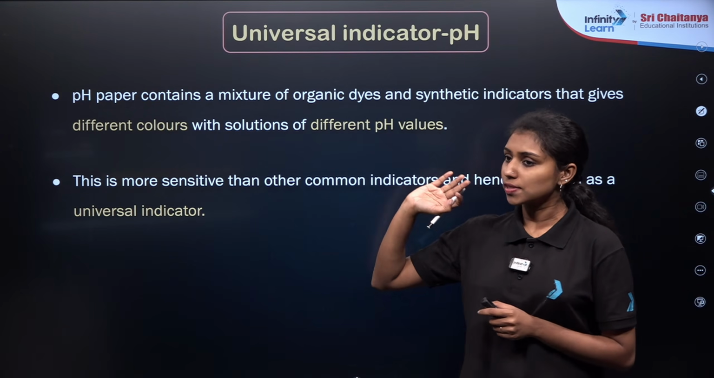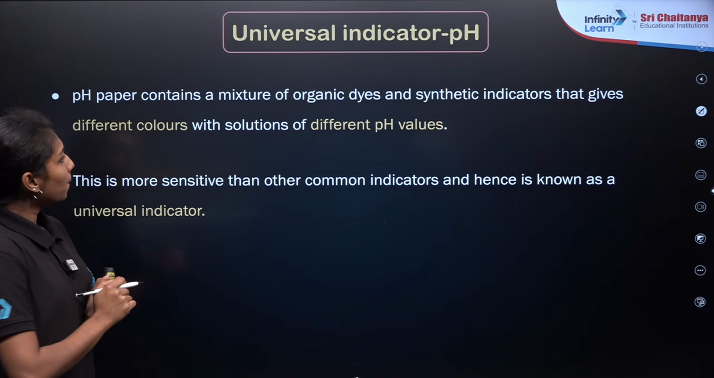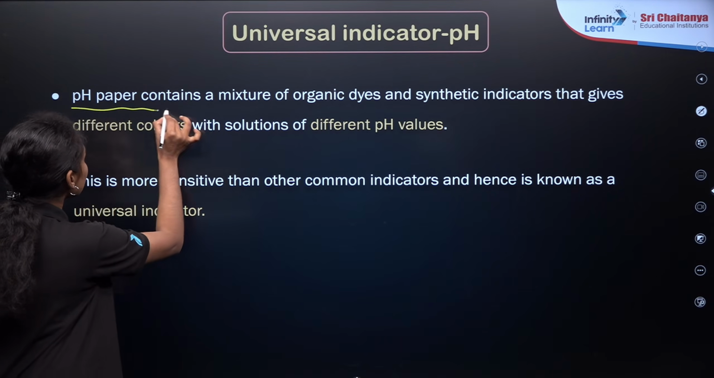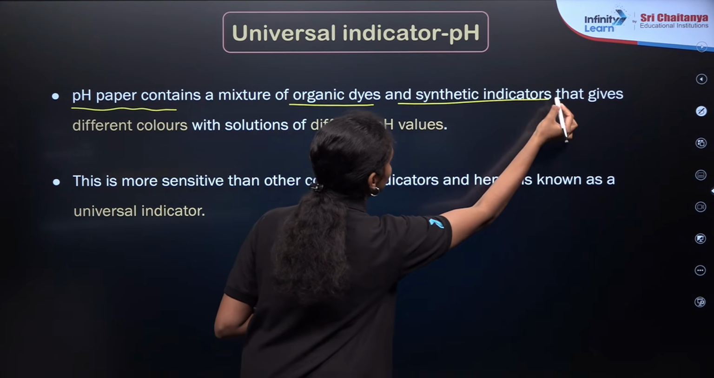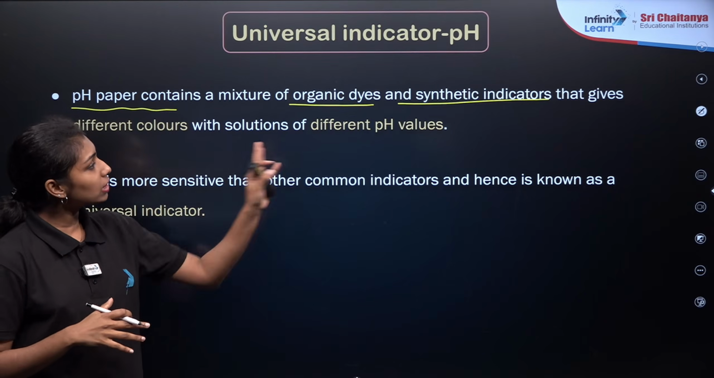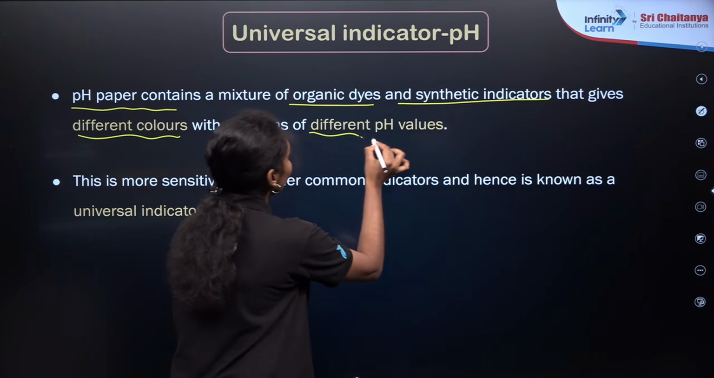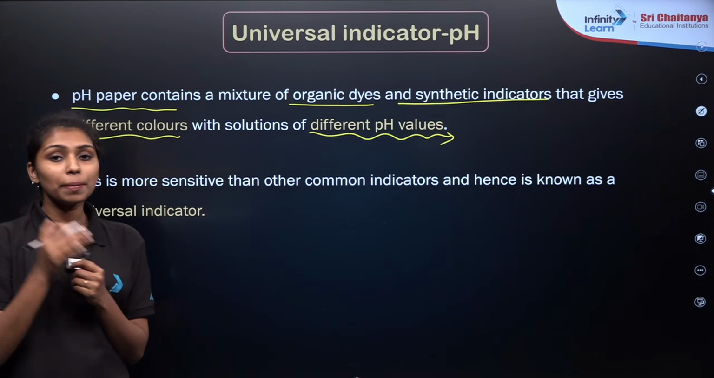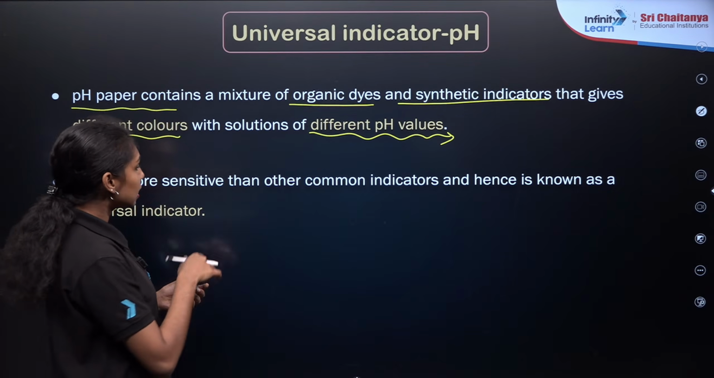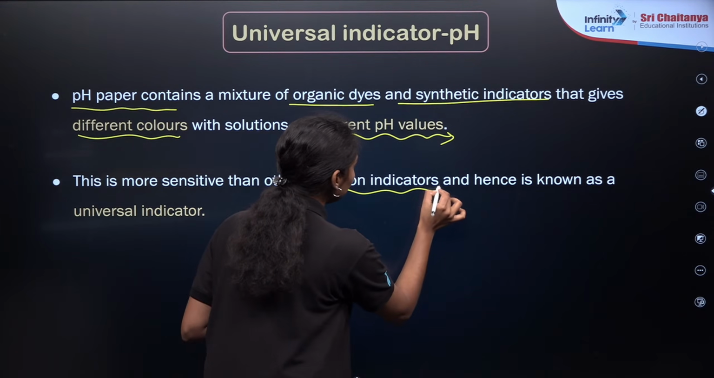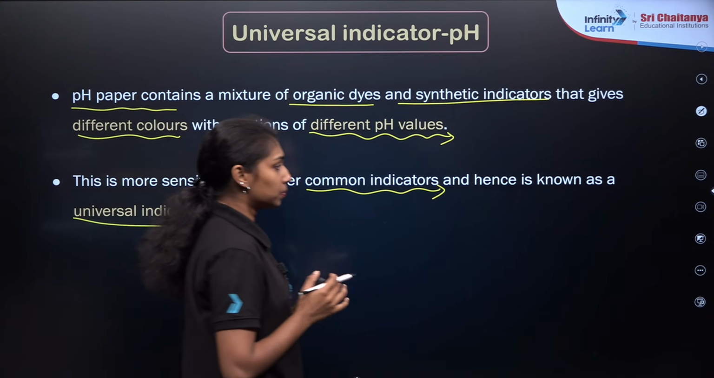Now here is the answer for your question, Durgeshwar. What do you mean by universal indicator, right? We can say that it is pH paper. pH paper, as we already know, is a mixture of organic dyes and synthetic indicators, right? These contain organic dyes or synthetic indicators. So it will give different colors to different pHs, right? It gives different colors to different pH values, so they are known as pH indicators. In general, they are also known as universal indicators, right? Because they are more sensitive than other common indicators. That's why they are used as a universal indicator. Durgeshwar, I hope you understand now, right?